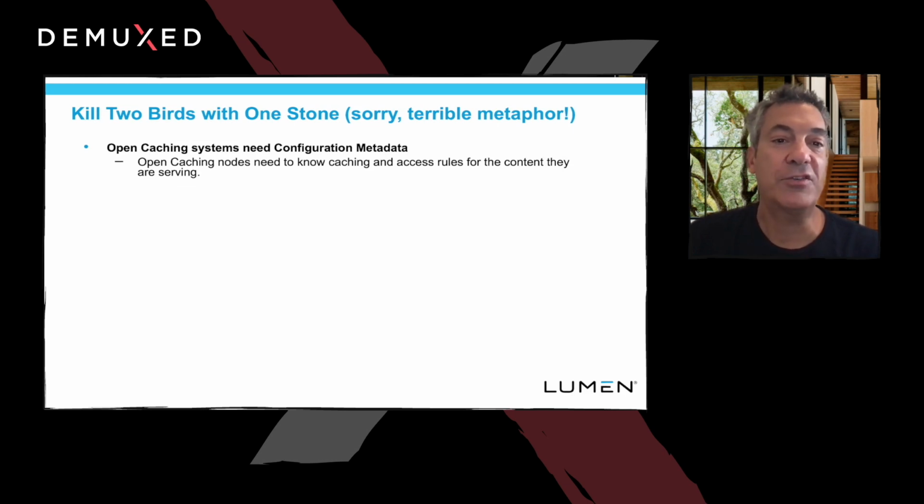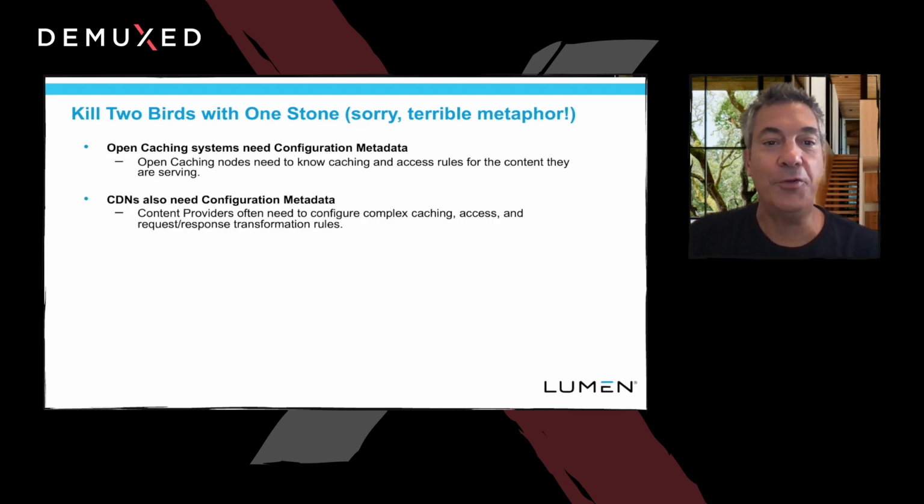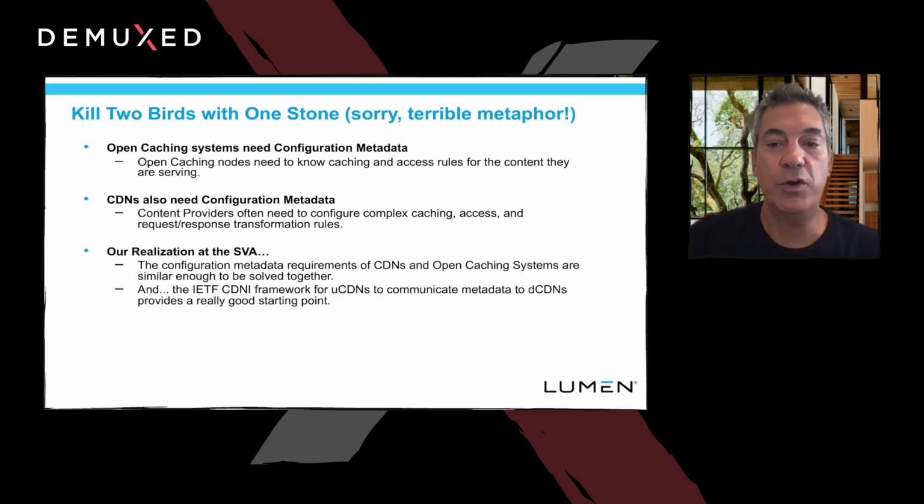Open caching systems need configuration metadata. CDNs also need configuration metadata. Typically, in that world, it's content providers configuring CDNs. So our realization was, let's solve these things together. And let's look at the IETF CDNI standard as a really good starting point for a configuration data model.